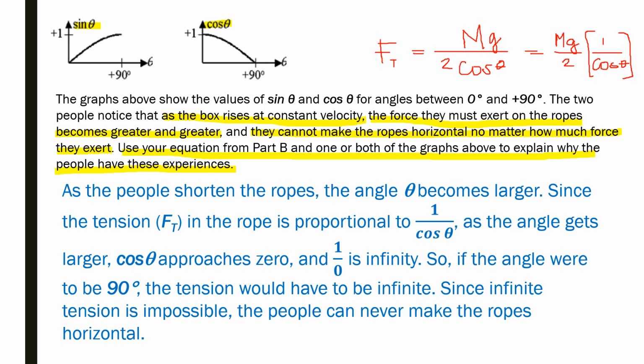So as we notice, 1 over cosine theta. If theta reaches 90, as the angle gets larger, cosine theta approaches 0. And 1 over cosine theta is infinity. So if the angle were to be 90 degrees, the tension would have to be infinite. Since infinite tension is impossible, the people can never make the ropes horizontal.